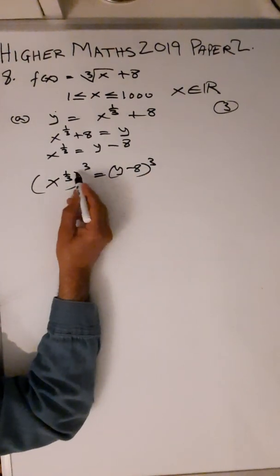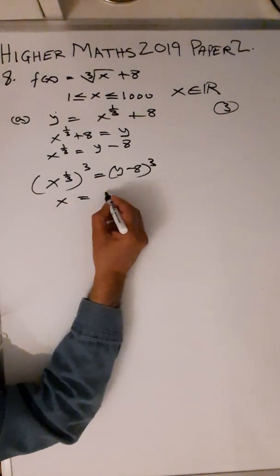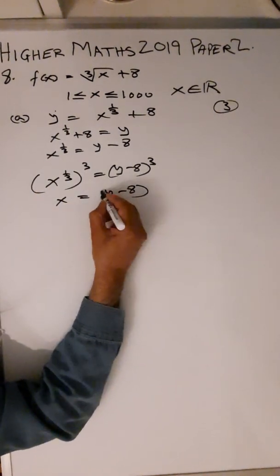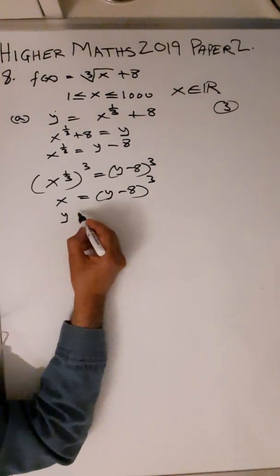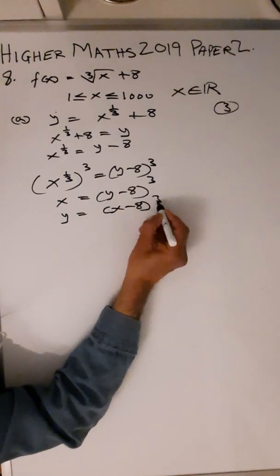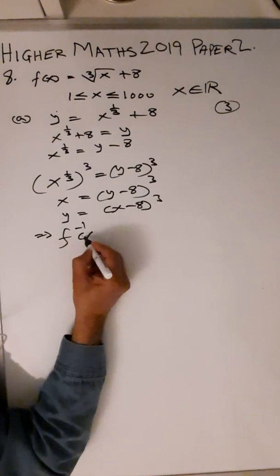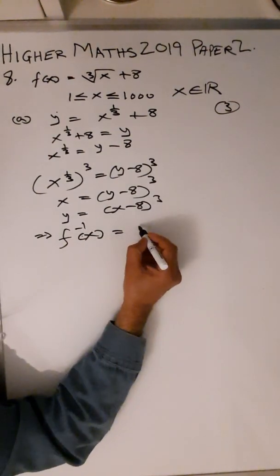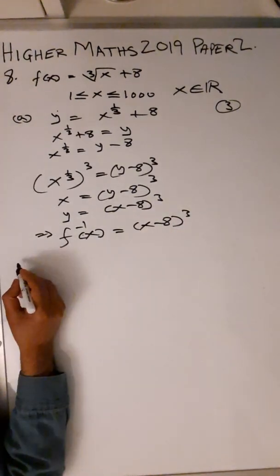So by the laws of indices, 3 times a third is 1, which means that x is equal to y minus 8 cubed. Then you change the x into y, and the y into x, so y is x minus 8 all cubed. And then that means that the inverse function f to the minus 1 of x is equal to x minus 8 cubed. That's for 3 marks.